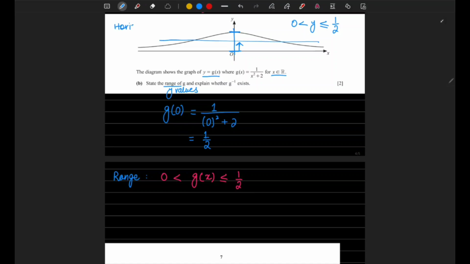The horizontal line test tells us if the line is intersecting at more than one point, like this is intersecting at 2 points, so that means the inverse doesn't exist. But we won't be saying that we are doing the horizontal line test. The correct way of explaining your answer would be that G inverse doesn't exist because it is not a one-to-one function. For 2 x values, we are having one y value, so it is a many-to-one function. So the best way to write it is that it is not a one-to-one function.